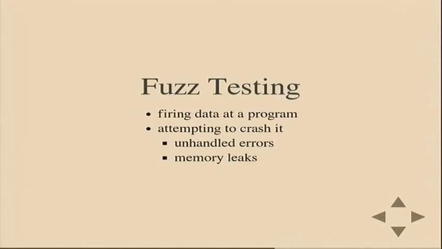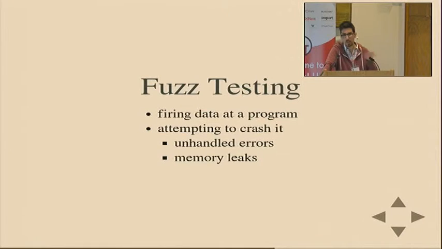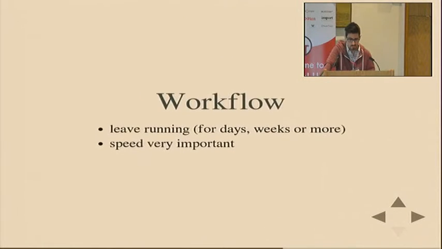So fuzz testing, as I hinted earlier, is about firing data into your program, attempting to crash it. In this area, we're thinking about crashing our code and finding memory leaks, rather than asserting that properties are true or false. In this workflow, you're going to be leaving things running for a long time. You've got a lot of ground to cover. So the speed of the machines you've got, and the number of machines, is very important.